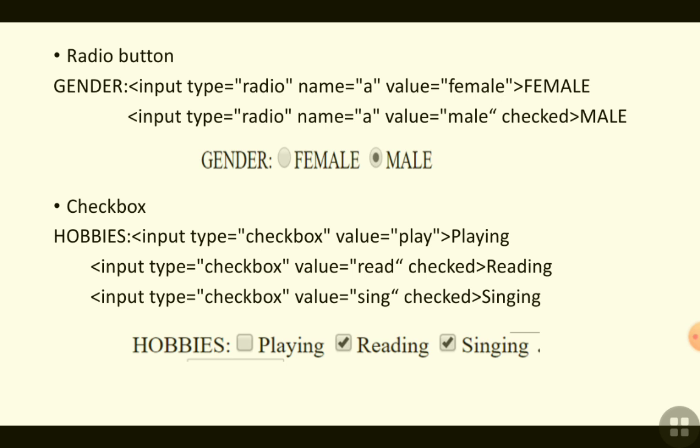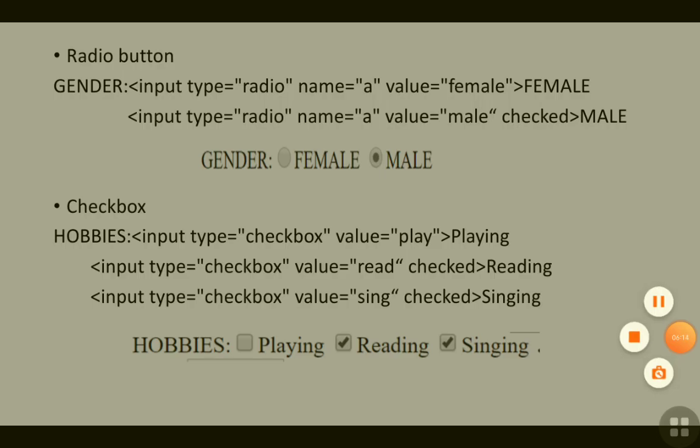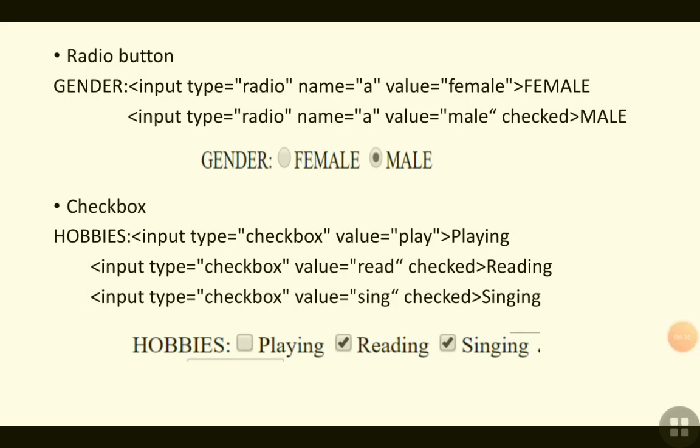The next form element is the checkbox. Here input type equal to checkbox, and for value you can give any value. Then you can select more than one option in a checkbox. Here again you can see reading and singing are pre-selected. So I've used the checked attribute in front of reading and singing.